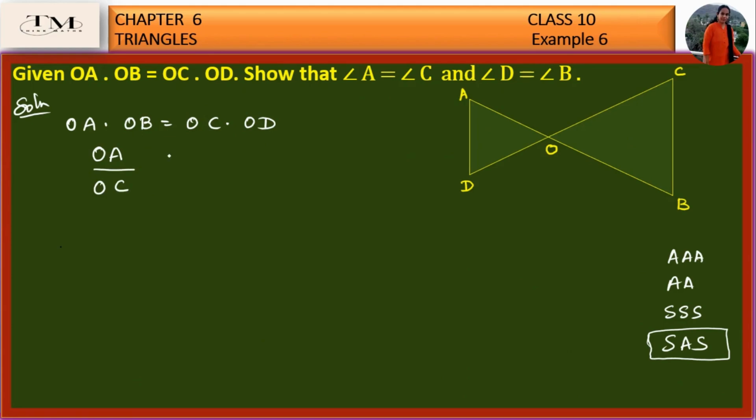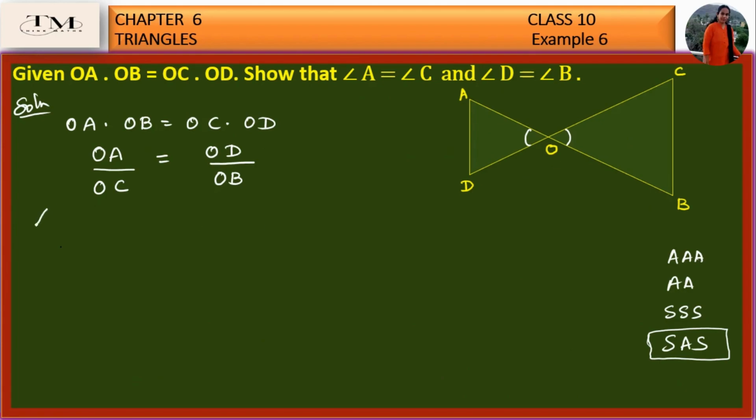So OA by OC here, keeping this OD here. OB is in multiplication. Bringing it to the other side, it will become division. So we have OA by OC is equal to OD by OB. Okay, so two sides are proportional. What happens to this angle? This is nothing but vertically opposite angles. So we have vertically opposite angles are equal.